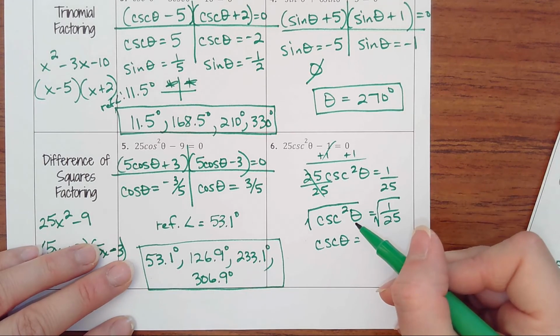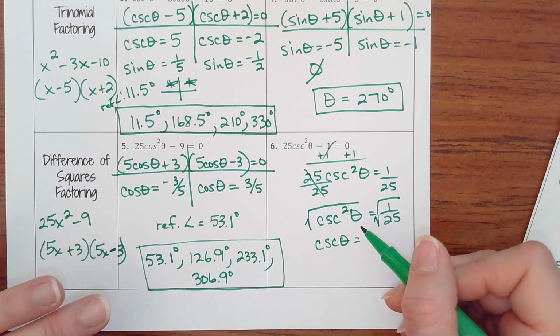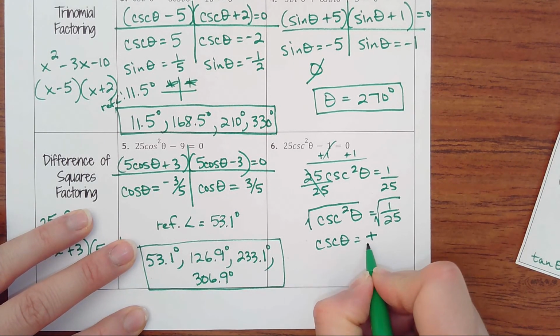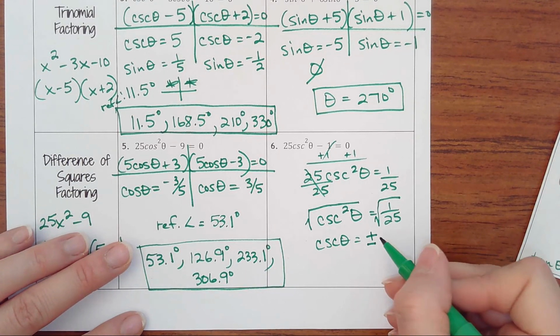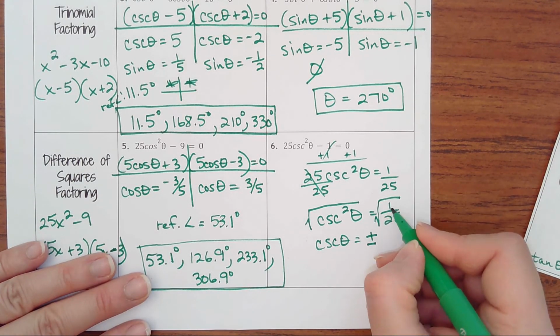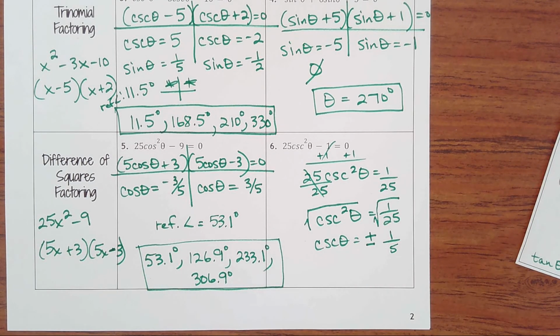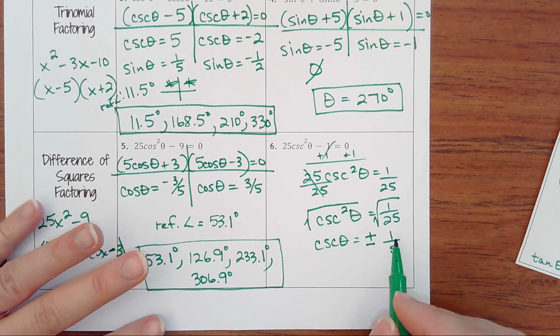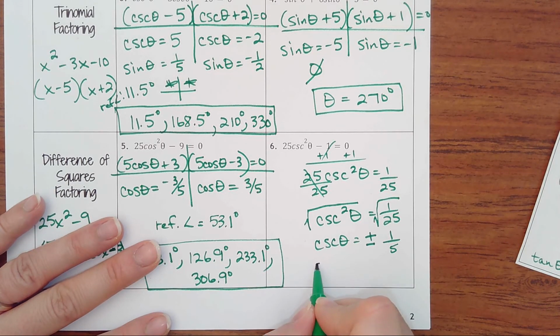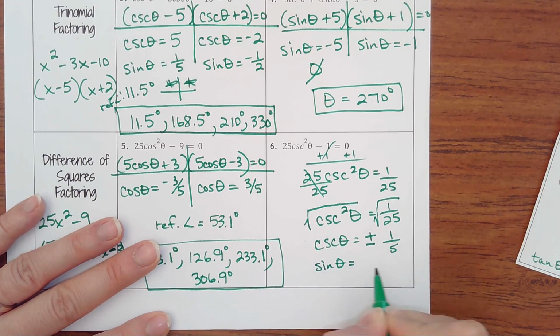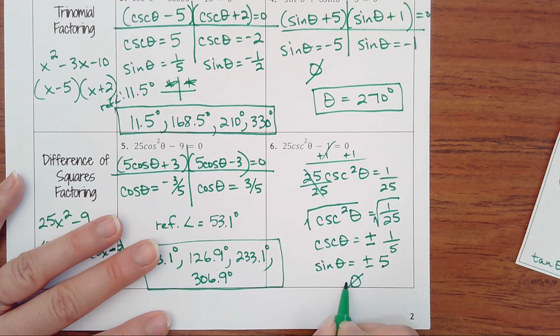But remember that when you square root in an equation, your answer could be positive or negative. It needs to be both positive and negative versions. Square root of 1 is 1, square root of 25 is 5. So squaring a fraction, you just square root both numerator and denominator. So really this is saying, where is cosecant of an angle positive or negative 1/5? Well, let's go ahead and reciprocate that, and that says that sine of an angle needs to be positive or negative 5. That's out of our bounds. That's not going to work. So we'll say no solution.